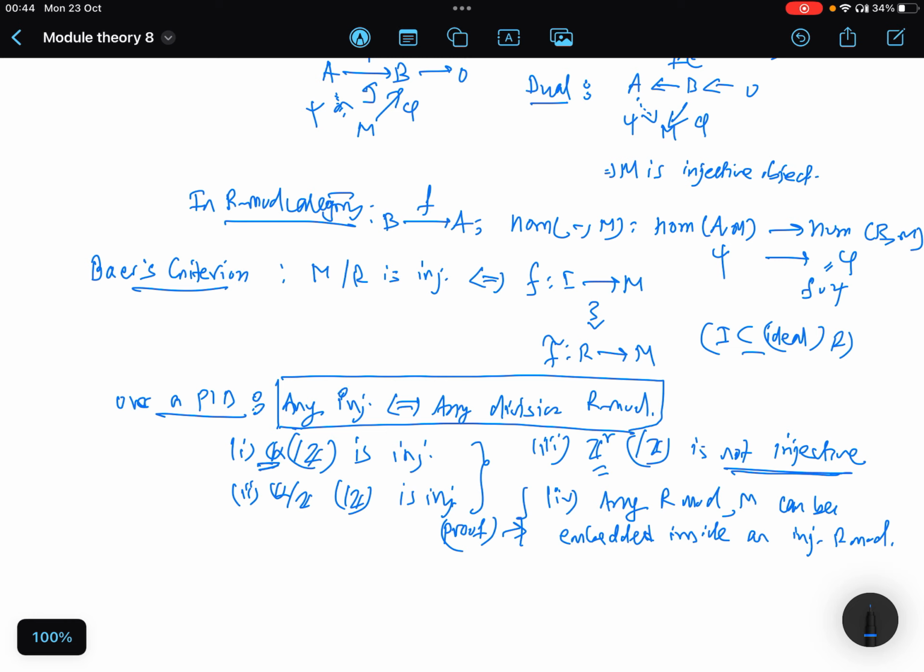And this is true for a PID, remember. If the base ring is not a PID, then this is not true. But one side of the implication you can easily see is true over any integral domain. So maybe you can think of that, and maybe I will close the video.